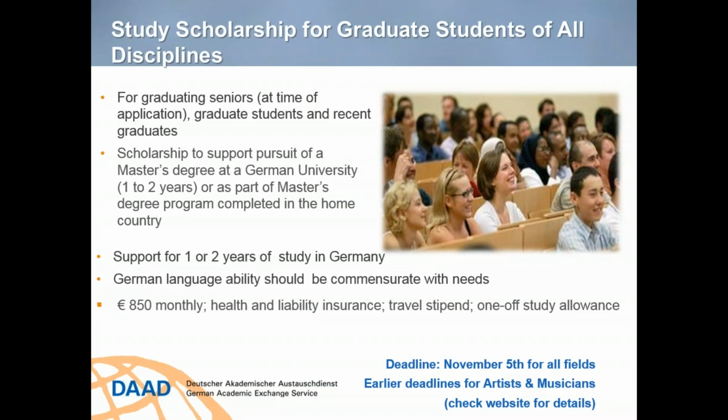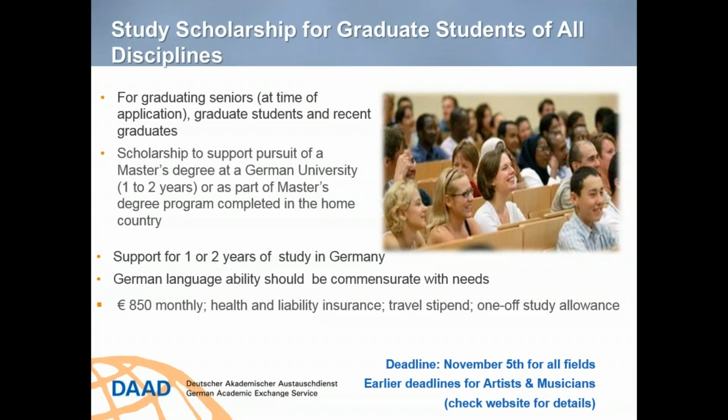Since German universities also offer a lot of master's degree programs that are completely taught in English these days, German knowledge is not a requirement for the study scholarship, but German language ability should be commensurate with the needs of the applicant's study. Recipients will be awarded a monthly stipend of 850 euros, and DAAD will also cover health and liability insurance and provide a flat rate travel subsidy and a rent subsidy in certain cities. The deadline for the study scholarship for all academic disciplines is November 5th.